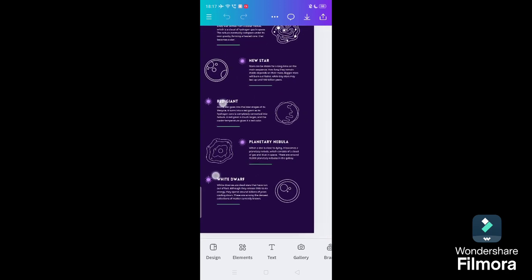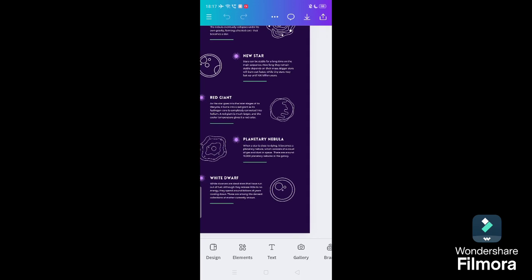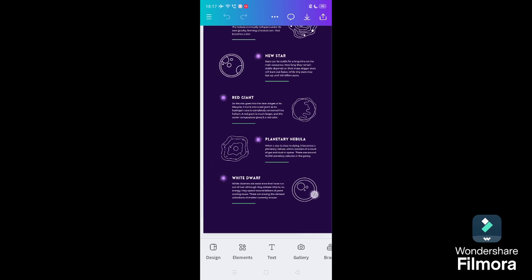The next one is the planetary nebula, which is this one. When a star is close to dying, it throws out gas and dust into space, and there are around 10,000 planetary nebulas in the galaxy.